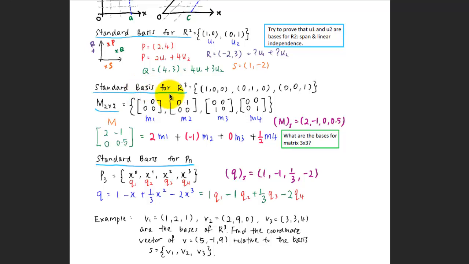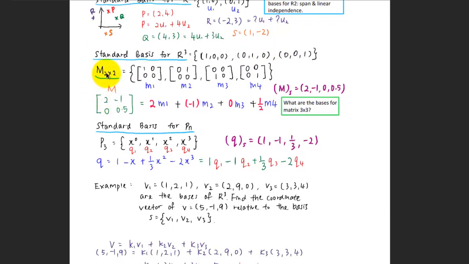Then we have the standard basis for R3, which is (1, 0, 0), (0, 1, 0), (0, 0, 1), corresponding to your X, Y, Z, or i, j, k in the three-dimensional space system. And the standard basis for a matrix of size 2 by 2 has 4 matrices. The first one is [1, 0; 0, 0], the second one is [0, 1; 0, 0], and so on. These 4 matrices are the basis for matrices of size 2 by 2, because you can get any 2 by 2 matrix just by combining these 4 matrices together.